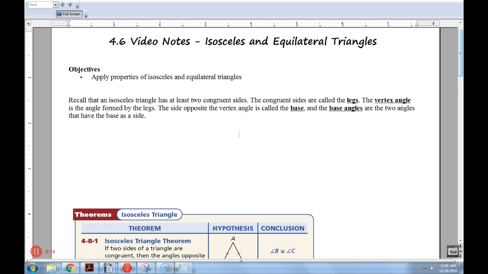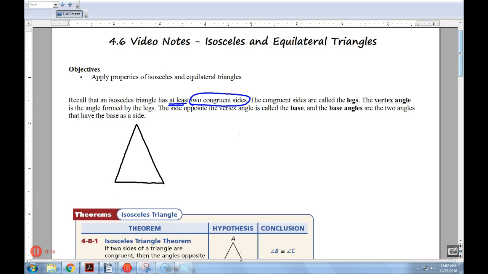So just recall an isosceles triangle has two congruent sides. Don't really get caught up in the "at least." Different textbooks, some say exactly two sides, some say at least two sides. Big idea that I need you to know is that it kind of resembles the letter A if you stand it up this way. So that's usually how it's drawn.